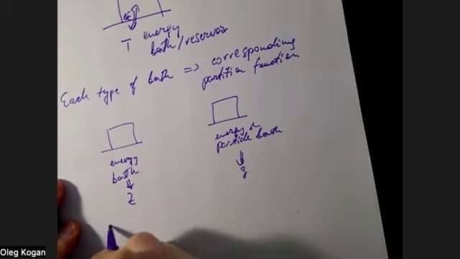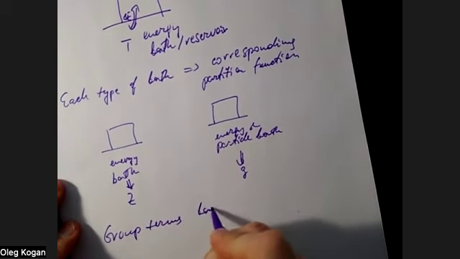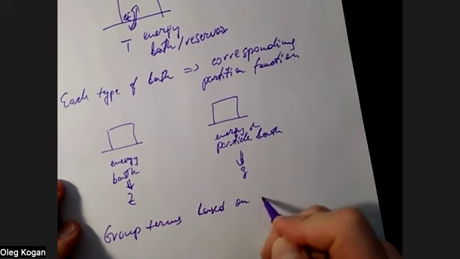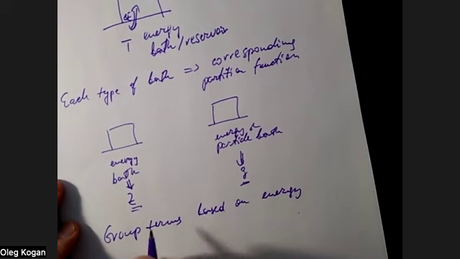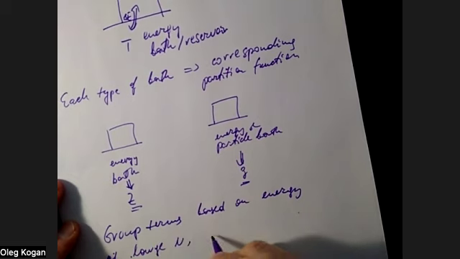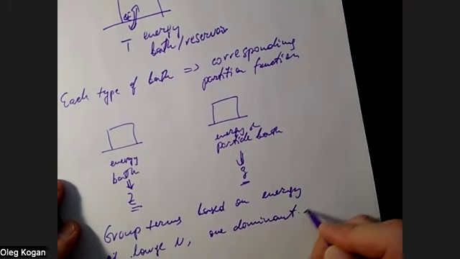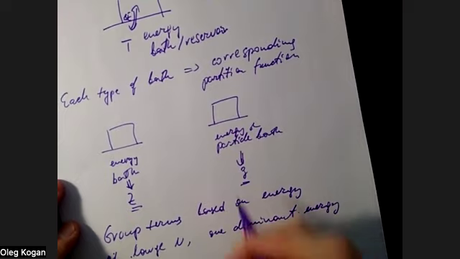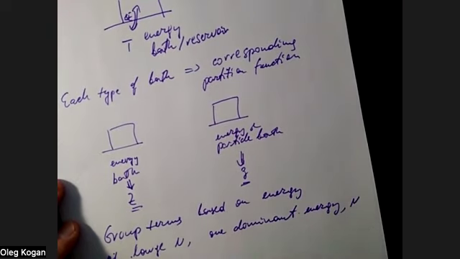Okay, so we group terms based on energy in calculating these kinds of things. At large n, there's one dominant energy. And if it involves also exchange of particles, then also one dominant number of particles.